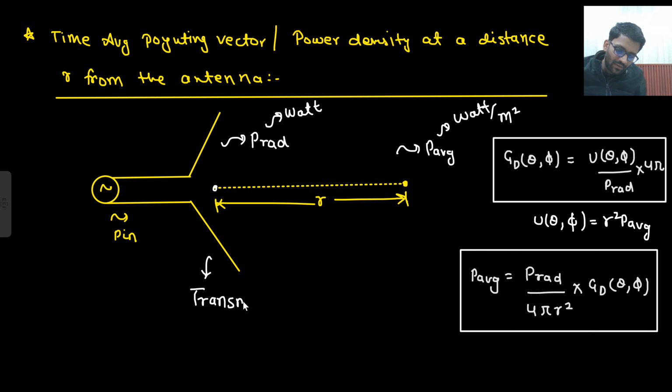Transmitting antenna. The receiving antenna will also come into action when we study the Friis equation. At that time, all these things will be used. So GDT I am writing. This is your transmitting antenna. All these formulas are used when we study the Friis equation.